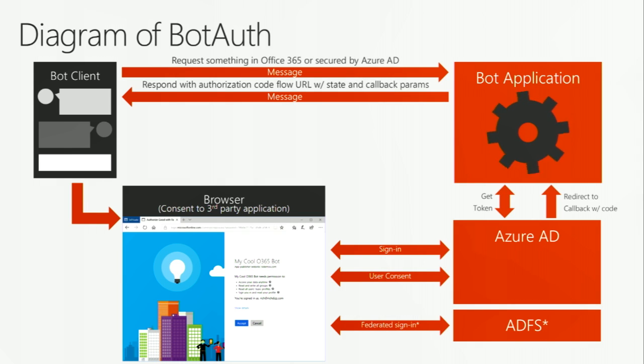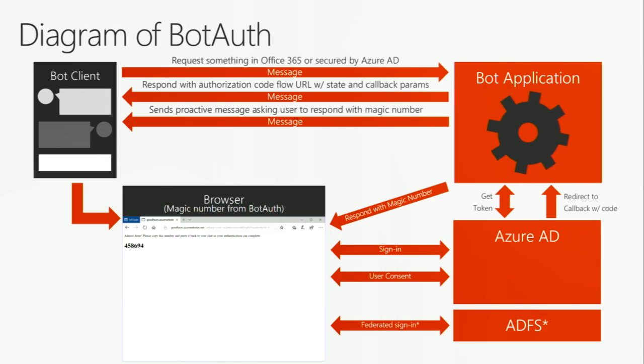So it handles getting that access token, and then it responds to both the browser and in the chat to say, you need to respond with a magic number. I'm not going to go deep into the magic number, but a magic number is an additional layer of security, especially when you're chatting in a group chat.